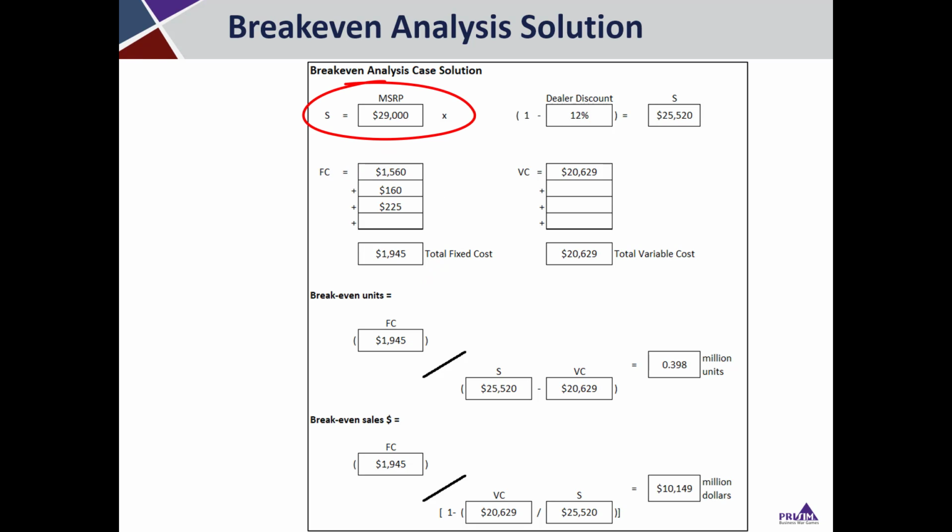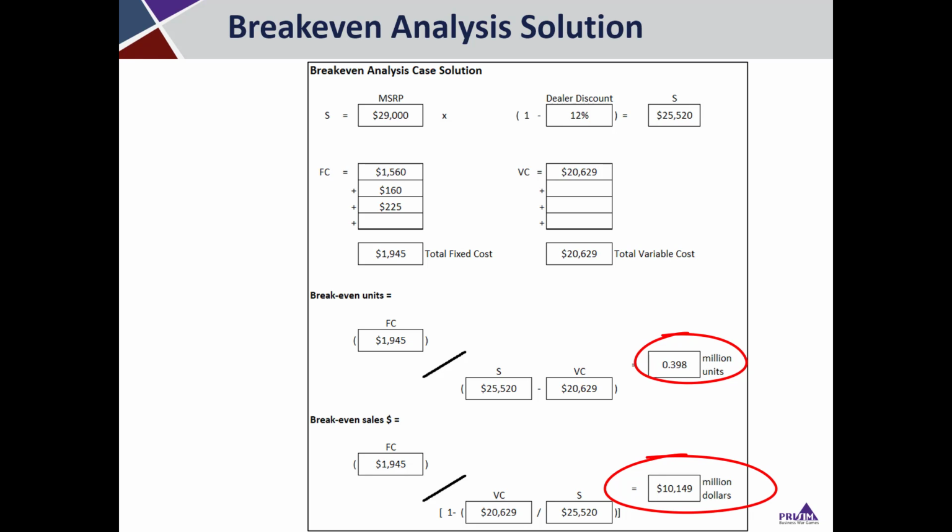And don't forget, too, that MSRP is not what you, as the OEM, original equipment manufacturer, actually get. What you get is the MSRP minus the dealer discount, because that's what the dealer gets to keep after they sell a minivan. So your actual revenue at your company is lower than the MSRP, even if it does actually sell at MSRP. Okay, and hopefully from there the math and the logic made sense to you, and you wound up, as you can see on the slide, with 398,000 units to that break-even point and about $10 billion of sales before you break even.